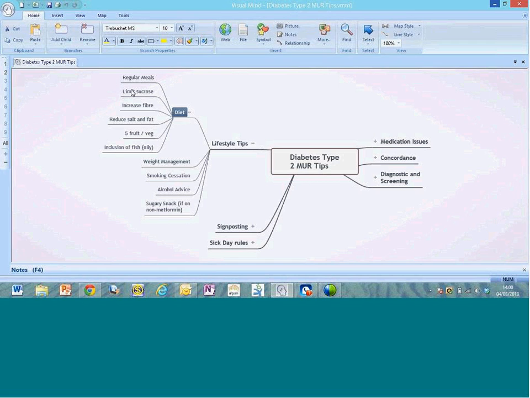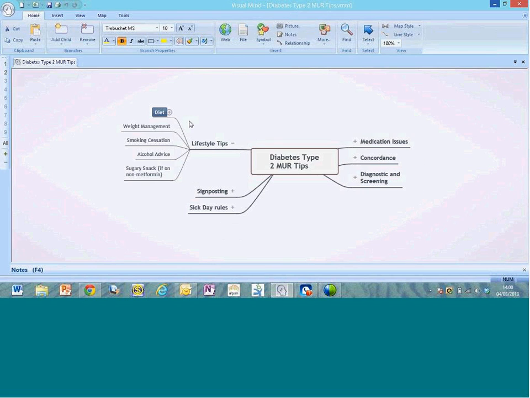And the usual sorts of things: increase your fibre, reduce the salt and fat, 5 fruit and veg, and inclusion of oily fish. The idea behind that is to reduce cardiovascular risk. Now, management is an important thing, especially if they're on things like sulfonylureas. Smoking cessation. The best thing you can ever do for any patient is to stop them smoking, and especially a patient who's got diabetes.